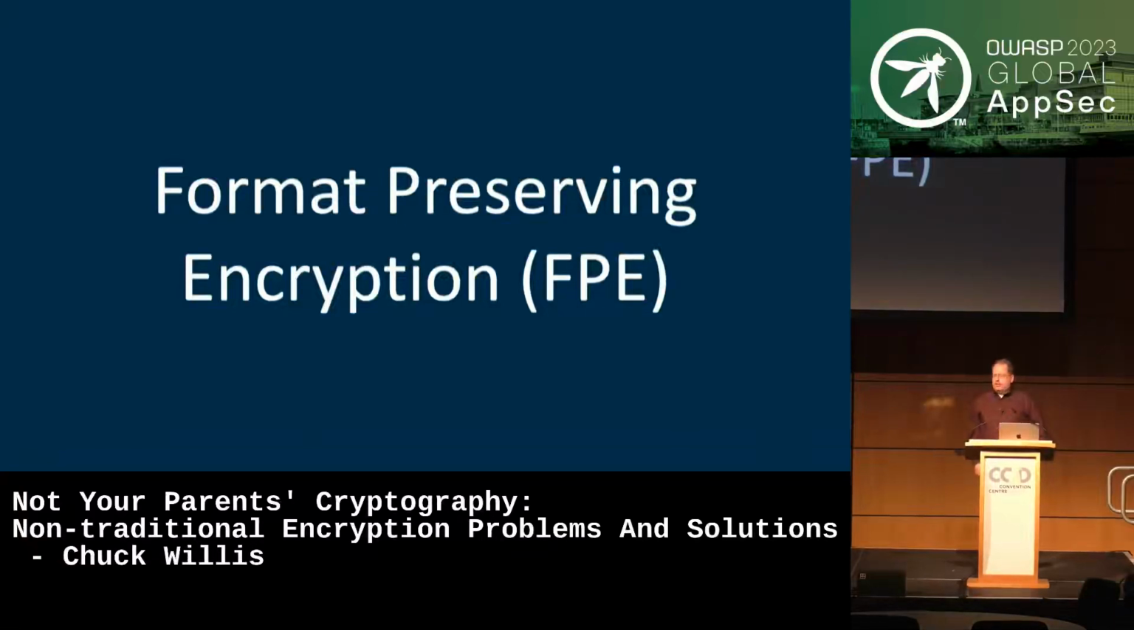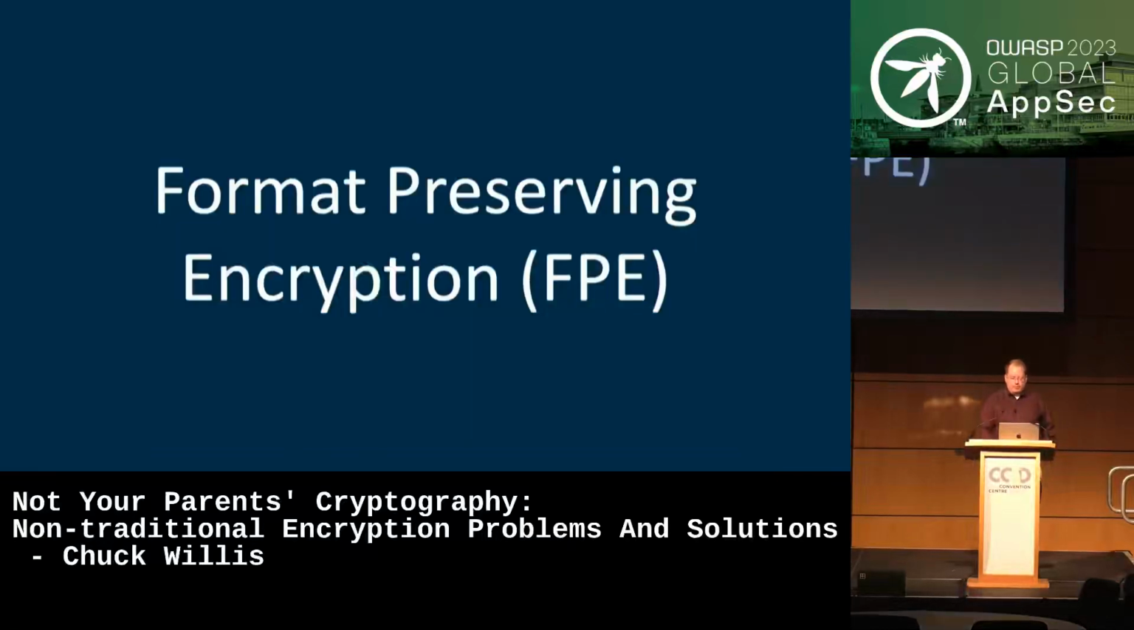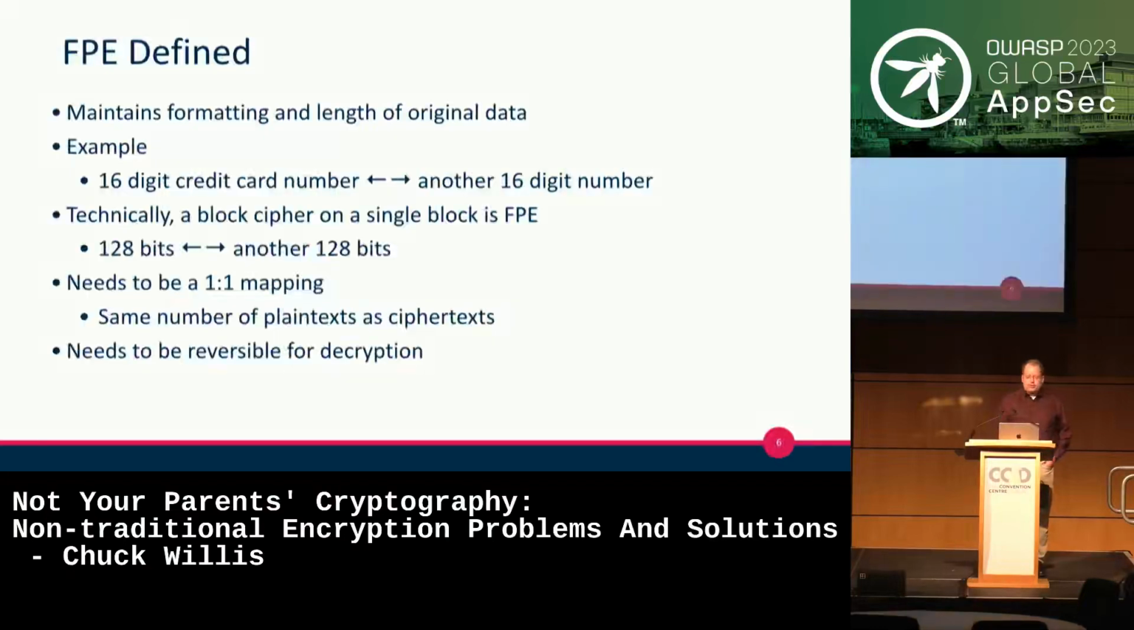What we're really going to be looking at is different ways to break that paradigm. This is the traditional encryption, and we're going to look at non-traditional encryptions. We'll go through different mechanisms as solutions, but also introduce the problems they solve. The first thing we're going to talk about is format preserving encryption. The idea is that you want to maintain the format and length of your original data.